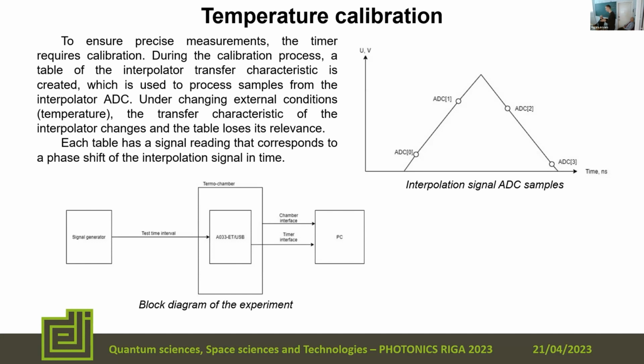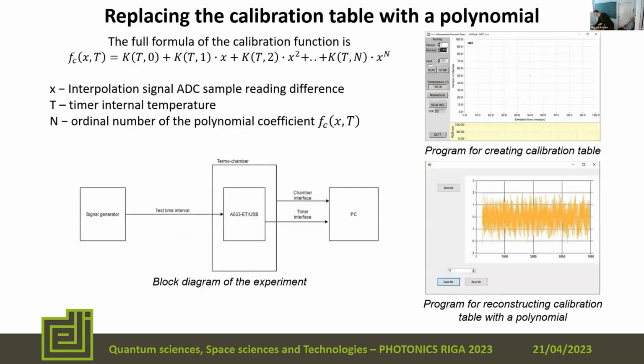And to deal with this problem, we described the slope of the signals in different temperatures with a polynomial, so that this polynomial can be stored on our timer. F_C is the calibration function, X is the interpolation signal of the ADC sample reading difference, and T is the temperature. And that's the way we calibrate our new timer.